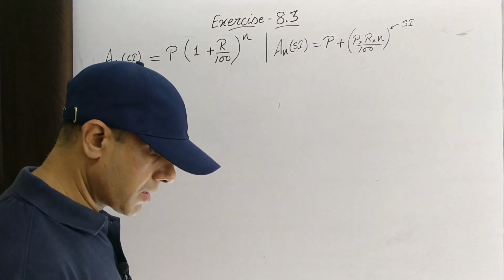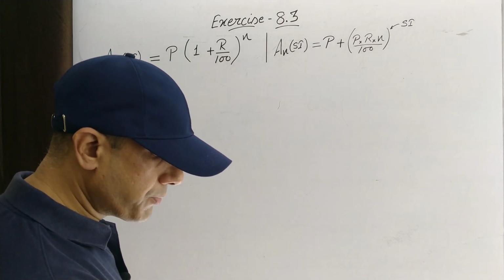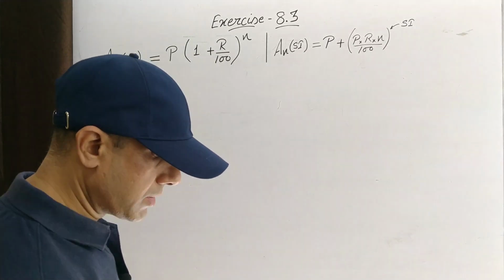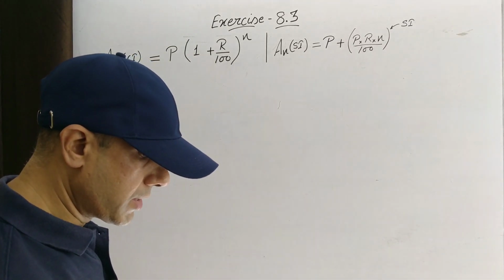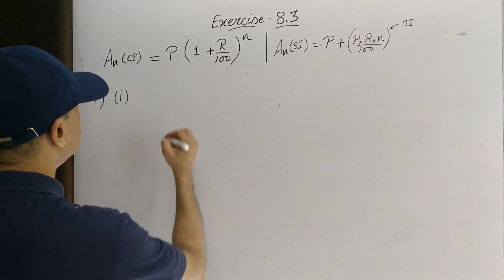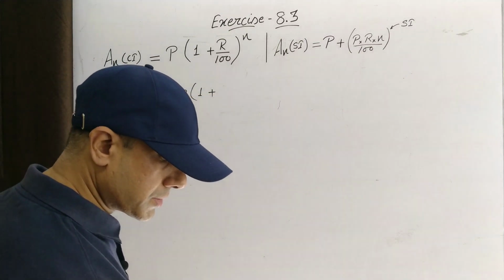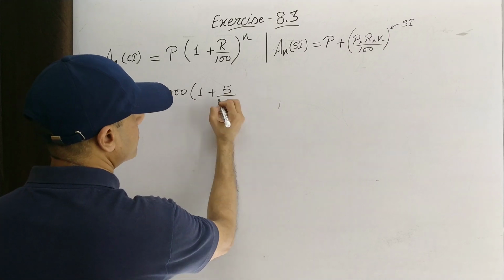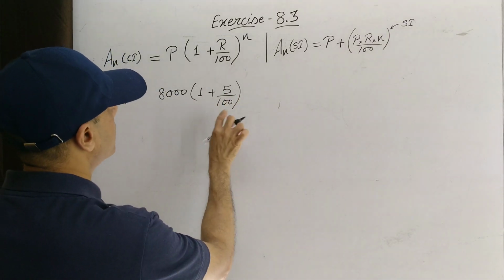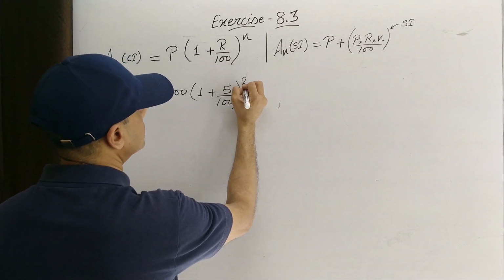Question number 7. Maria invested 8,000 rupees in a business. She would be paid interest at 5% per annum compounded annually. Find number 1. The amount credited against her name at the end of second year. So principal amount 8,000 rupees. Rate of interest is 5% and compounded yearly, and we are finding the amount after second year, that is n will be equal to 2.